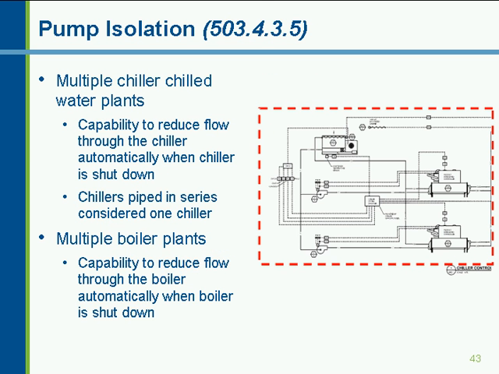If you've got a chiller plant with multiple chillers, you must have the capability to reduce flow through chillers that are not needed automatically when that chiller is shut down. And that's for chillers that are piped in parallel. If the chillers are piped in series, it's considered one chiller, and you don't need to isolate that chiller. If you've got multiple boilers in a boiler plant, same thing. You must have the capability to reduce flow through the boilers when the boiler is not needed.